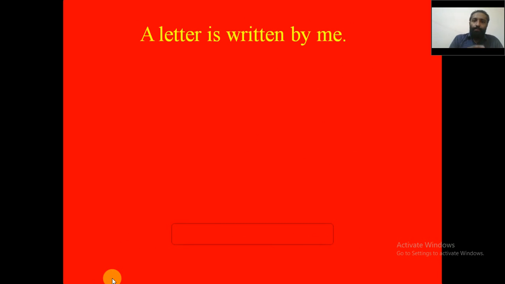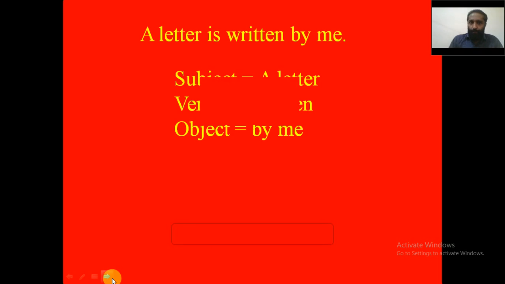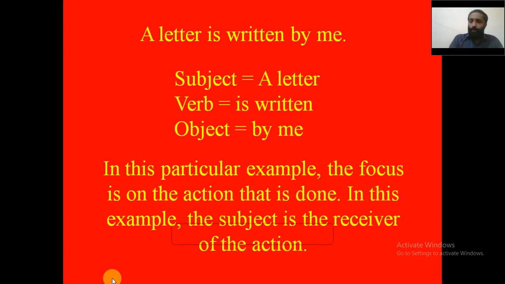A letter is written by me. Subject is a letter, verb is written, object is by me. In the particular example, the focus is on the action that is done. What is the action? A letter is written. So the subject is the receiver of the particular action. When the subject becomes the receiver of the action, that is known as passive voice. Or when we focus on the action that is happening in a sentence, that is known as passive voice.